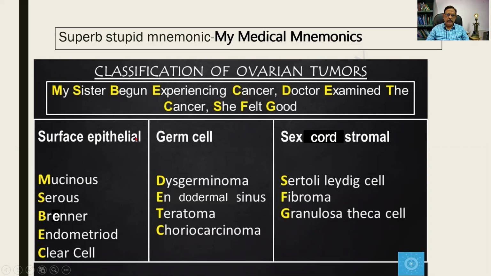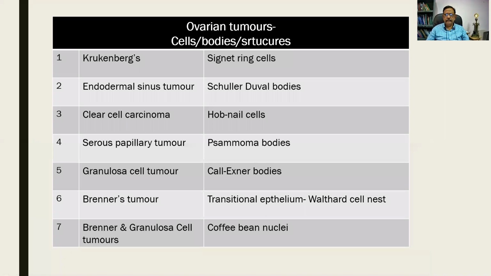The tumors are accordingly divided into surface epithelial, which can be mucinous, serous, Brenner, endometrioid, and clear cell. Germ cell: dysgerminoma, endodermal sinus, or the yolk sac, teratoma, choriocarcinoma. Sex cord stromal: the Sertoli-Leydig cell, fibroma, and the granulosa theca cell tumors. That classification we shall remember for the time being.